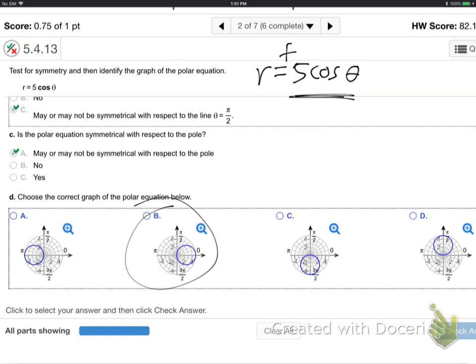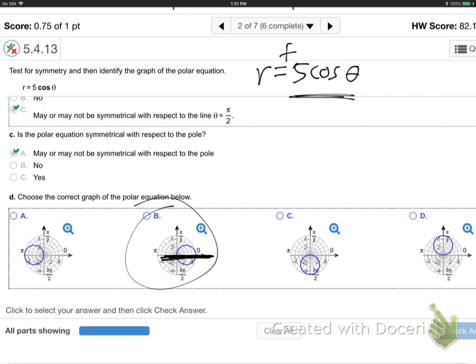Good there? Cosine's always x, right, left. Sine's always up, down, y. So there it is. Notice it does have symmetry. See how above and below the x-axis, that graph is the same? The part above the x-axis is the same as the part below the x-axis. It's symmetrical above and below the x-axis, which is what our test showed. The first test said yes, it is symmetrical.